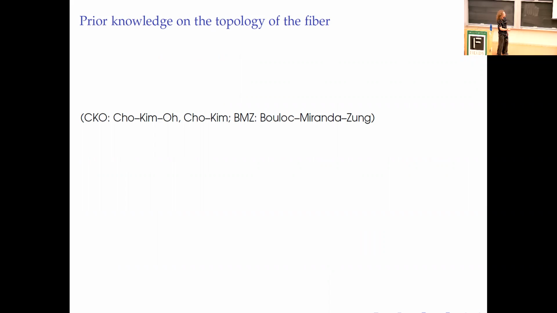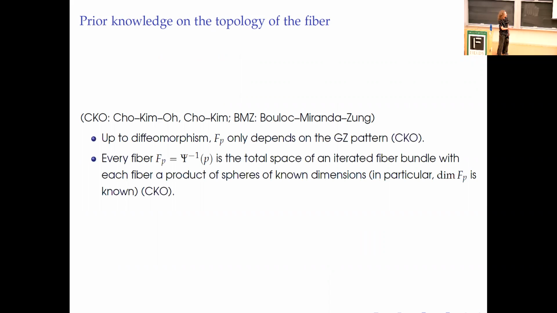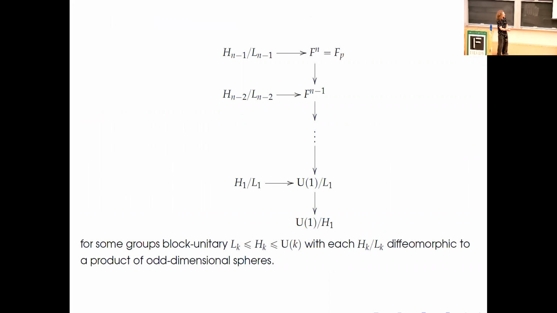2020. All right, so these are two author sets. This thing that I just said, that it only depends on the pattern, really, the diffeomorphism type of the fiber, and that there's an iterated fiber bundle, which is the total space of as well. And actually, each fiber is a product of odd-dimensional spheres. So what does that mean? That means that I have this tower of fiber bundles. Each of these vertical maps is a projection fiber bundle. And these groups H and L are block unitary groups of the corresponding bigger unitary group, such that each of these homogeneous quotients is diffeomorphic to a product of odd-dimensional spheres.